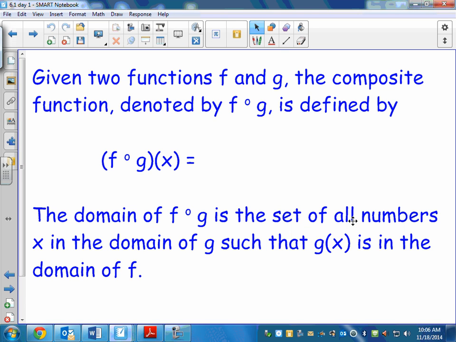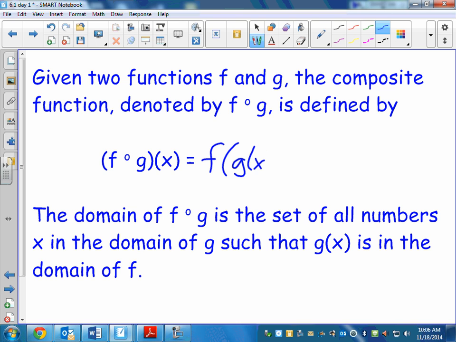Here we go. Given two functions, f and g, the composite function is denoted by this little open circle that does not mean times. We read that as f of g. It means you take the inside function and you put it in the outside function. So f of g of x is the same as saying f parentheses g of x. Like you take g and you plug it into f. Vague memories of seeing this before.